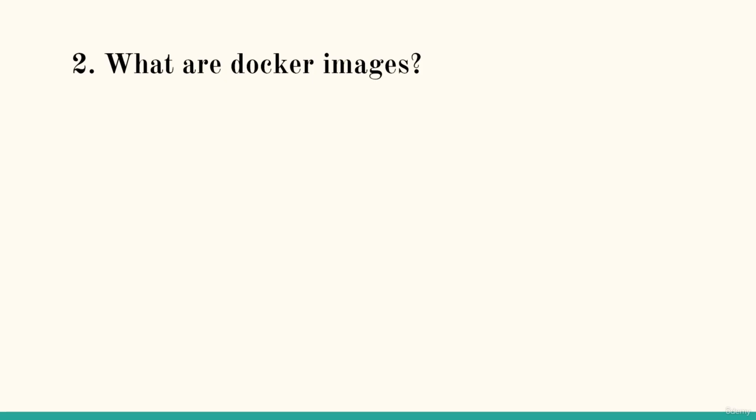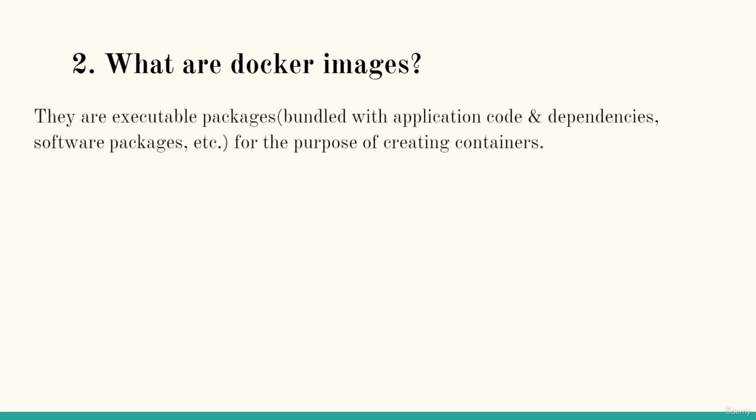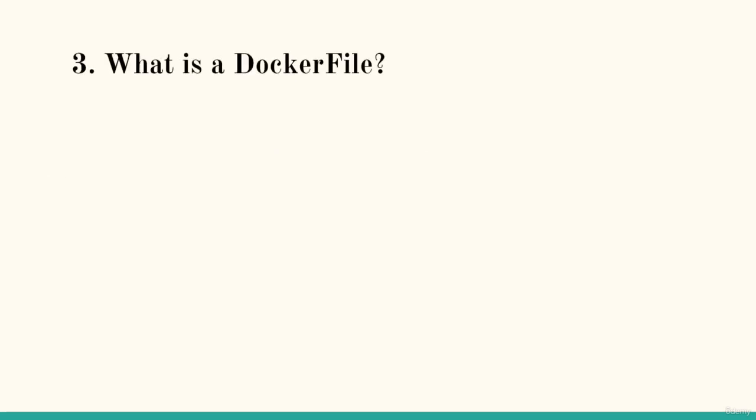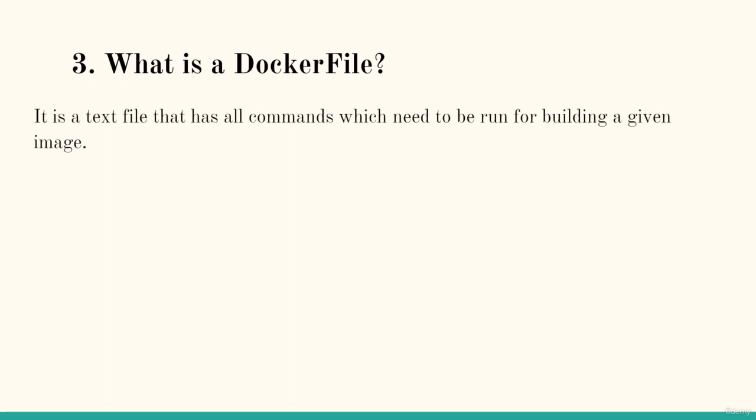What are Docker images? They are executable packages bundled with application code, dependencies, and software packages, etc., for the purpose of creating containers. So Docker images can be deployed to any Docker environment, and the containers can be spun up there to run the application. What is a Dockerfile? It is a text file that has all the commands which need to be run for building a given image.